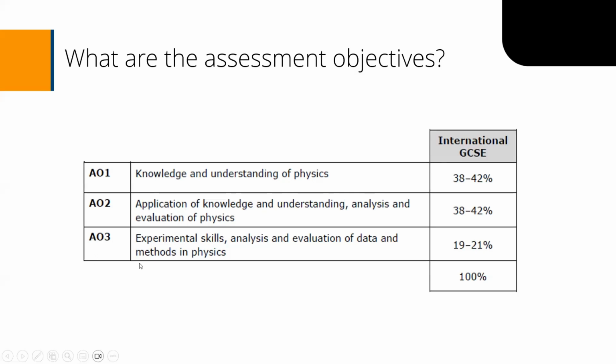Assessment Objective 2, application of knowledge and understanding, analysis and evaluation of physics. And again, about 40% of the marks are on questions looking at that assessment objective. Assessment Objective 3, specifically aimed at experimental skills, analysis and evaluation of data and methods in physics. So primarily aimed at assessing students' learning from their work in core practicals and other practical activities, experimental work, and that accounts for around 20% of the total marks, adding up to the total of 100% there.